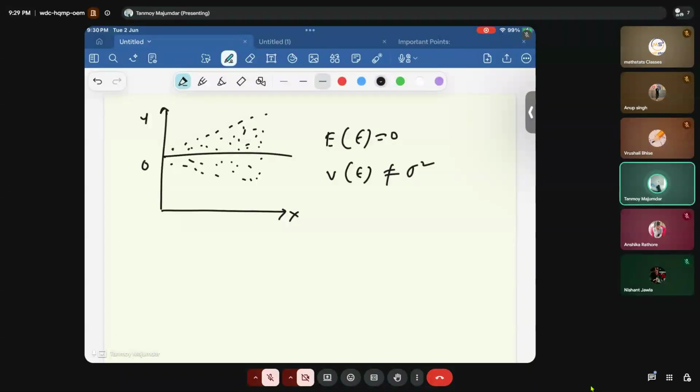Why? Because initially the variation of epsilon i was low, and later the variation of epsilon i is quite broader, wider. Variation is increased. So basically here we have variance of epsilon that is not equal to sigma square. It is not constant everywhere; at some places it is less, at some places more. So that is why it is still unbiased, but heteroscedastic.